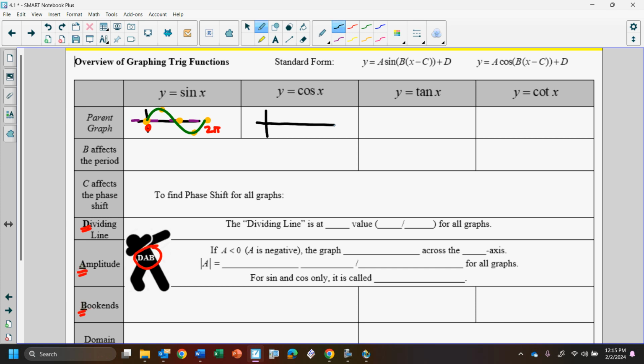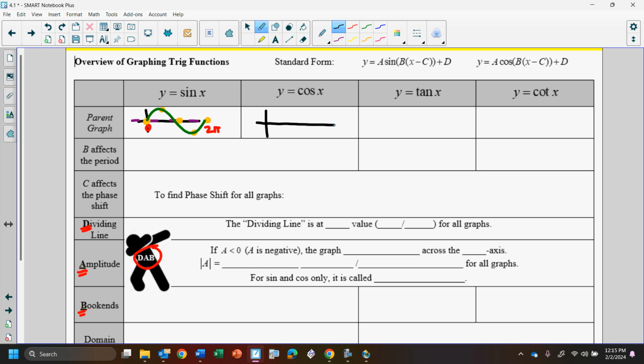Cosine has a different shape. This is what I want you to visualize for cosine. Again, though, how many points does it have? 5 points. There are always 5 points, all of these graphs. But this is the shape I want you to picture. Does cosine start on the dividing line? No. Who starts on the dividing line? Sine.